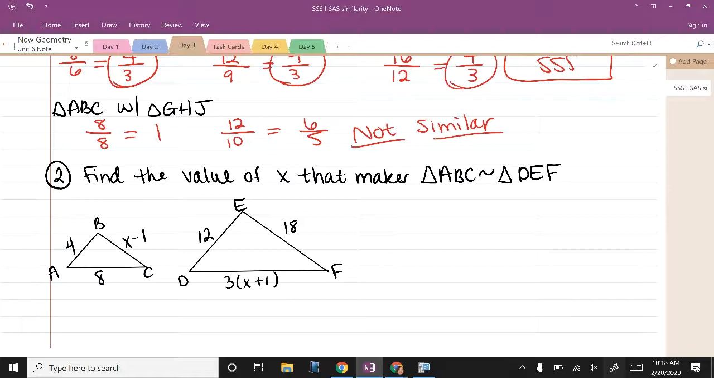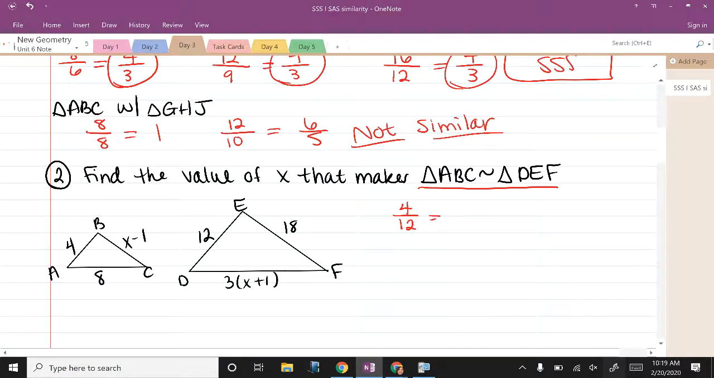Okay, they did give me a similarity statement right here, so that is helpful. If they give you a similarity statement, that lets you know what segments are supposed to go together. So, do I have a pair of segments where I know both the measures exactly without variables? Which one? Yeah, AB and DE, right? I know both of those are 4 and 12.